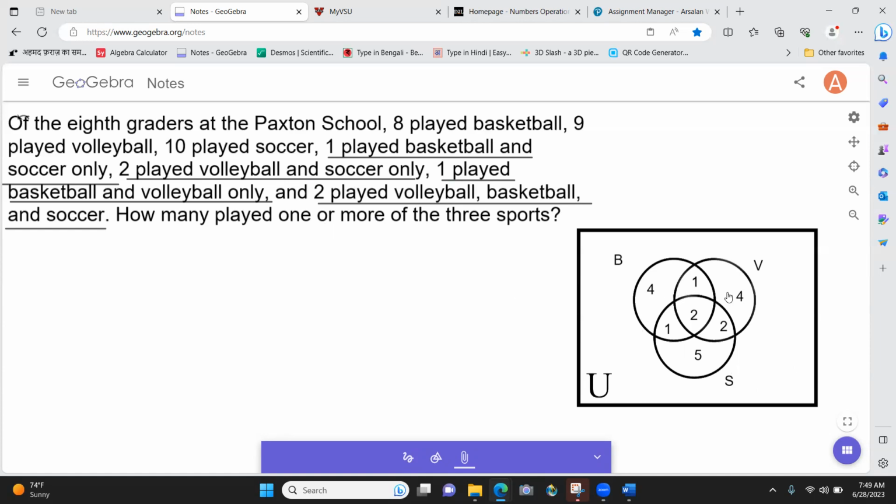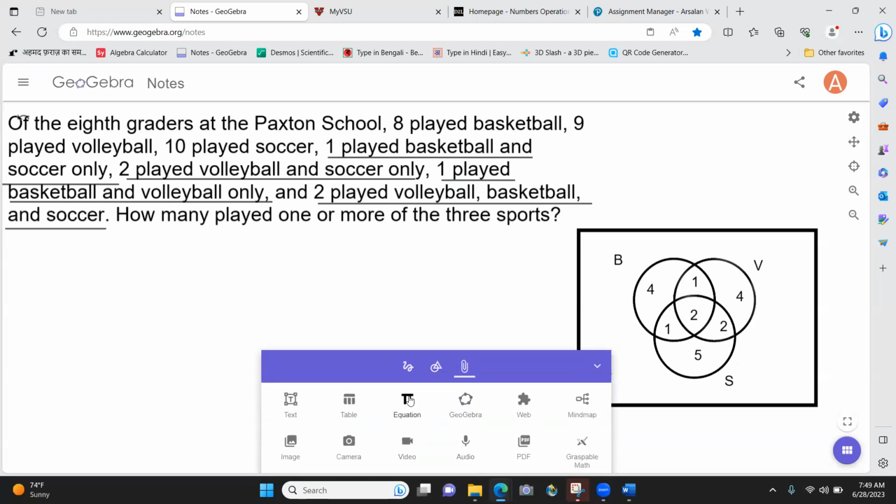4, 5, 9, 10, 11, 12, 13, 14, 15. 14 plus 5 is 19. The answer is 19.